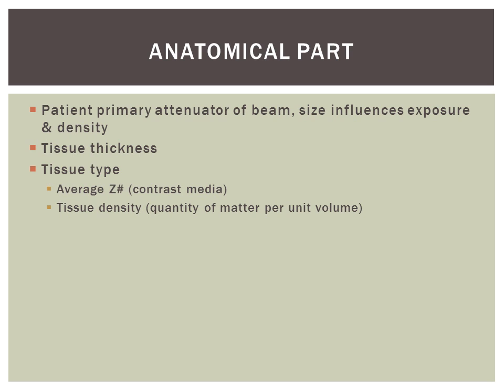So the average Z number, or atomic number, like contrast media. The contrast media used in X-ray are air, barium, and iodine. Tissue density is the quantity of matter per unit volume. So it has an inverse relationship: as tissue type increases, density decreases.